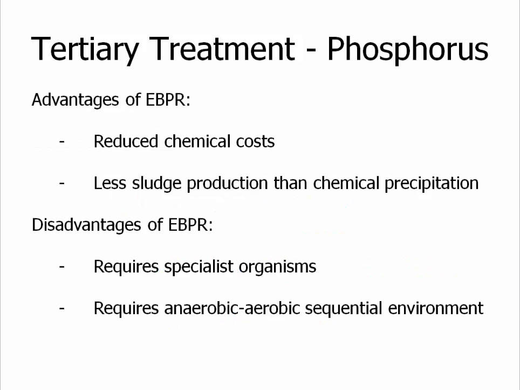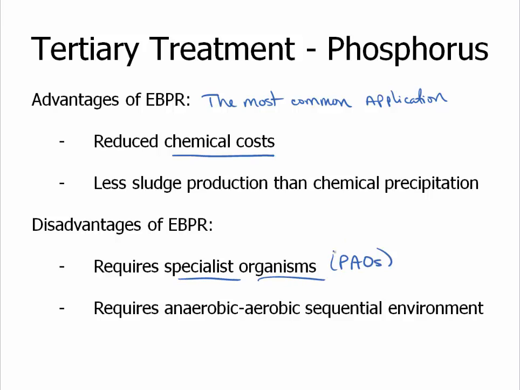The advantages of biological phosphorus removal, which is the most common application because it can be the cheapest. The advantages here are that you don't have the chemical cost of a precipitate. You don't produce as much sludge from chemical precipitation. The disadvantages are that you must grow the specialist organisms, the PAOs, and these can be challenging to maintain in the system. Those organisms require an anaerobic-aerobic sequential environment, and so the tank volume increases, and that comes with an infrastructure cost.